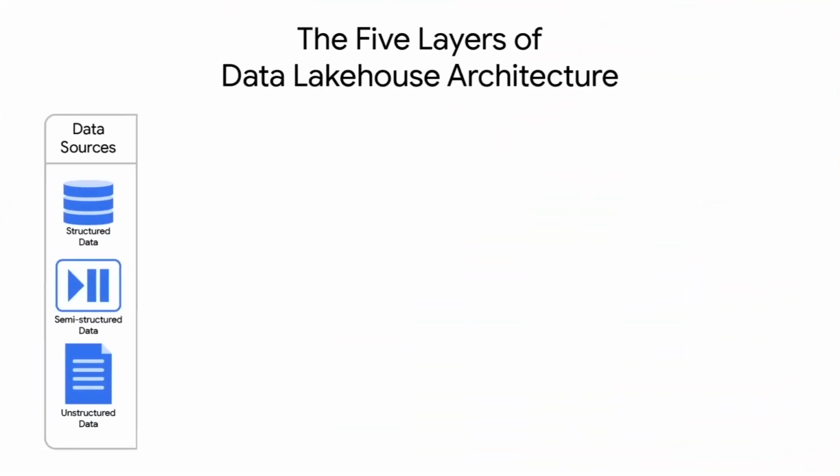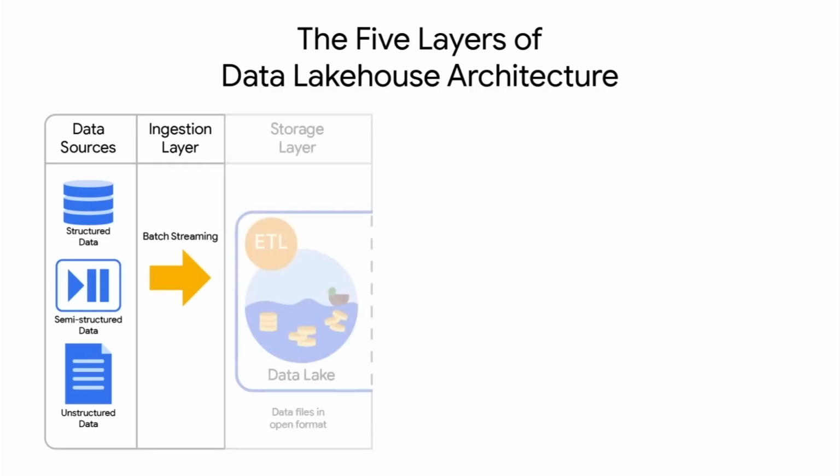Let's review an example of what goes into each of these layers. First is the data sources layer. This includes structured, semi-structured, and unstructured data. Then there is the ingestion layer, which can bring all of these data types into the data lakehouse, either through batch or streaming processes. Next up is the storage layer.